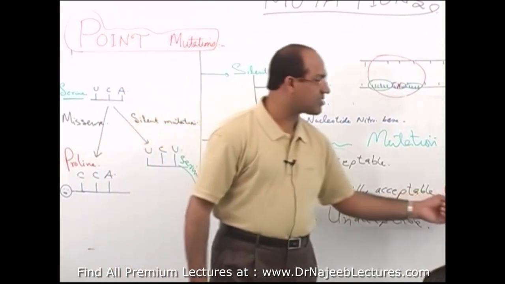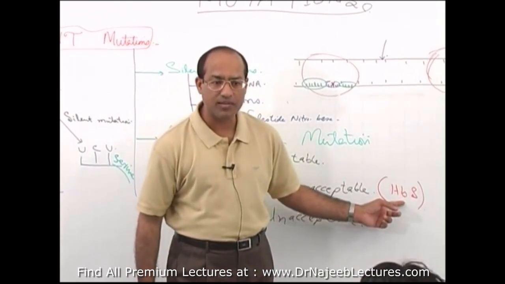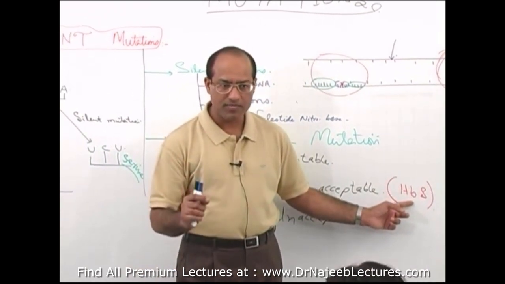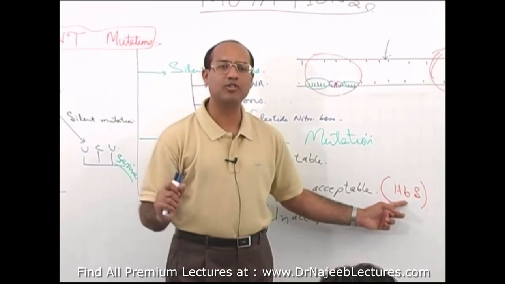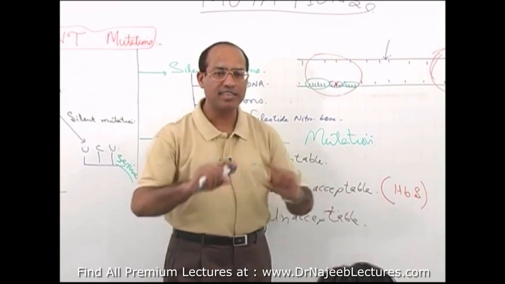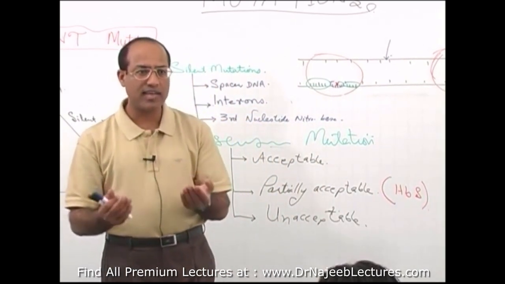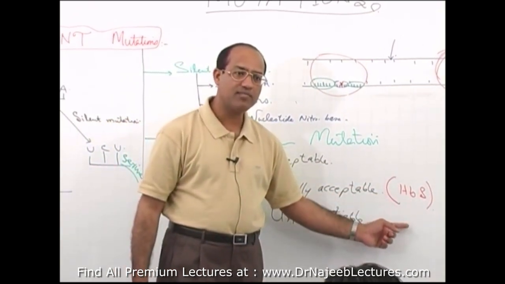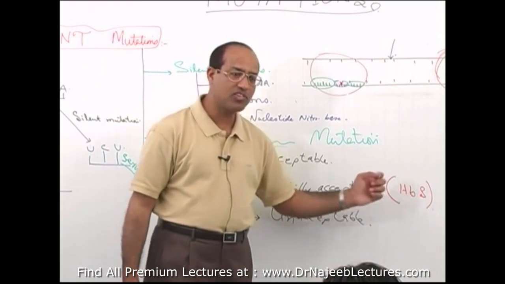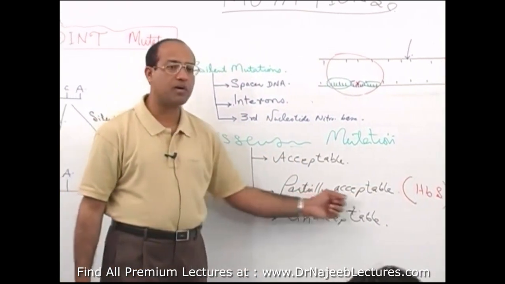This hemoglobin S at full oxygenation behaves in a somewhat normal way. It can take up the oxygen and it can release it also. But at low oxygen tension, it sickles. It means that it has some characteristics like normal and some are abnormal. So we say this type of mutation, missense mutation, is partially acceptable.